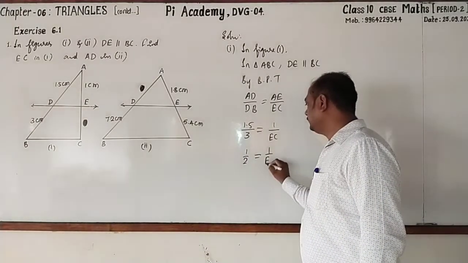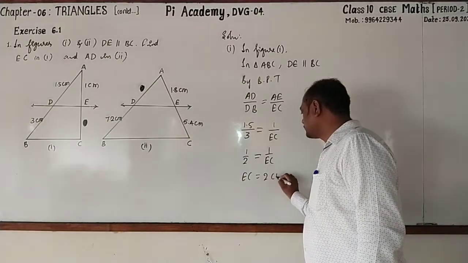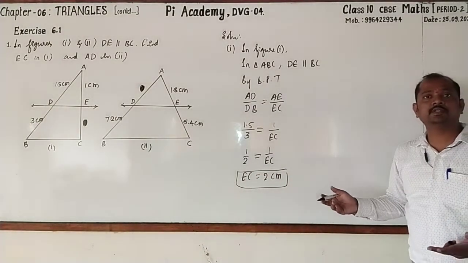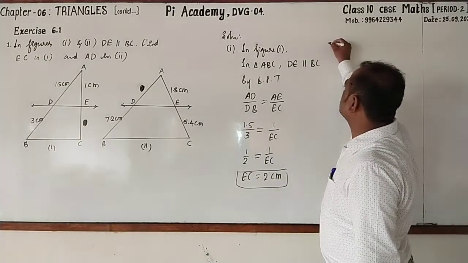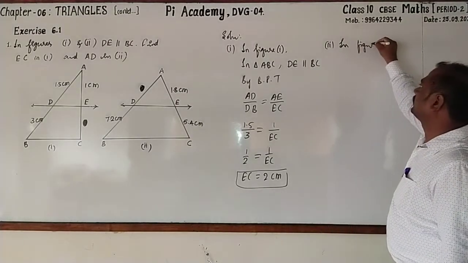It is 1 by EC. Then cross multiply. EC is equal to 2 centimeter. Is it not simple? There is a chance of this being given in the examination for 1 mark. Next, the second one. Come across the figure, the second one.